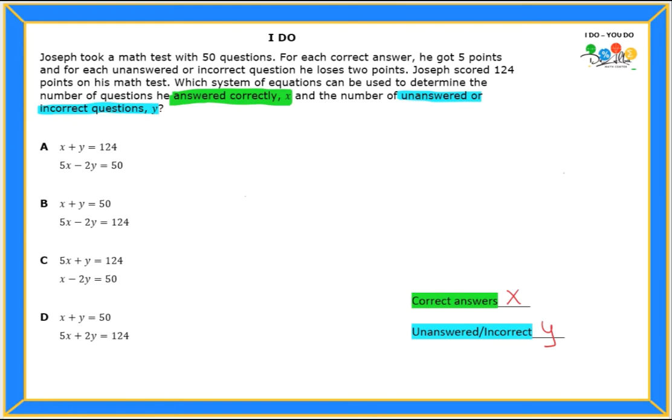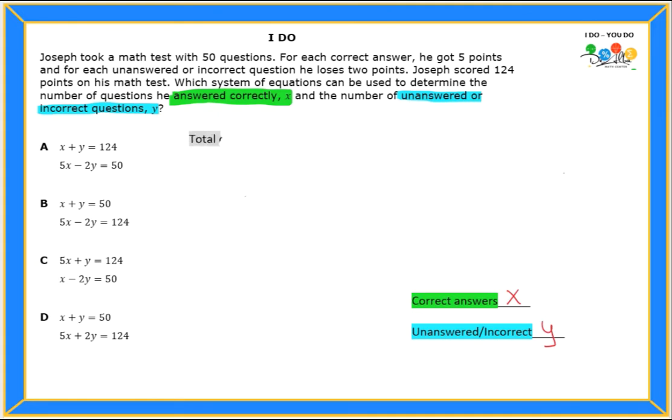All right, so now we're gonna talk about what those questions represent, right? You gotta be able to see two equations here. The first one is gonna be mainly about how many questions are on the test. That's it. The second equation will be the one that talks about the points or the score that he gets. Okay, so we need to make sure that we can see the difference between these two.